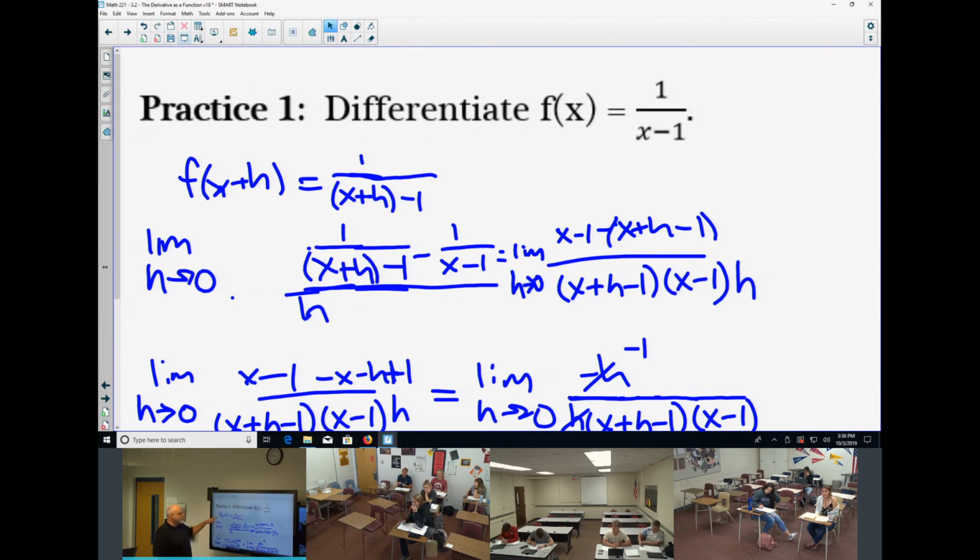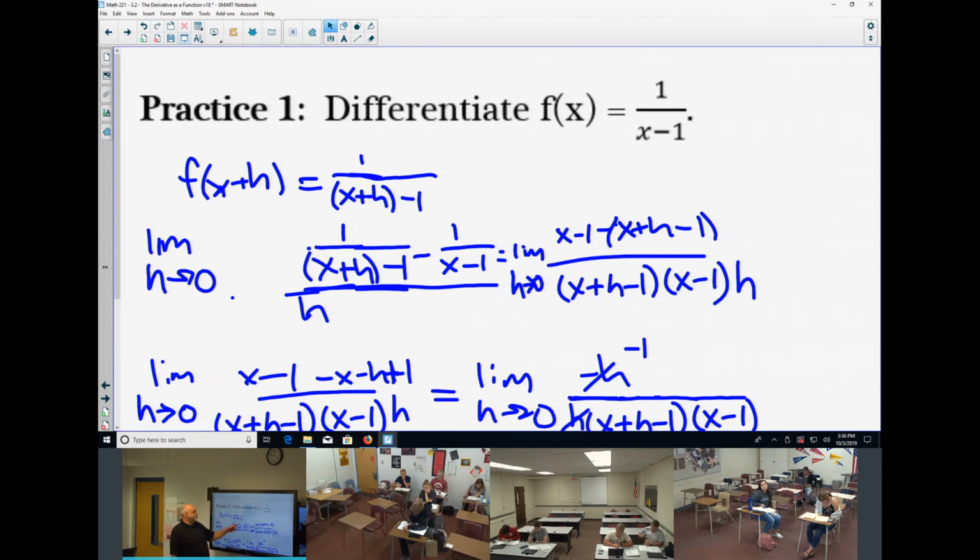Okay, so let me just go through it here. So here's the f of x plus h. You replace x with x plus h. So 1 over x plus h minus 1. Then the limit of f of x plus h minus f of x all over h. So now you do 1 times x minus 1 minus 1 times x plus h minus 1, all over x plus h minus 1 times x minus 1 times h. I usually put the h in front, but it doesn't matter.